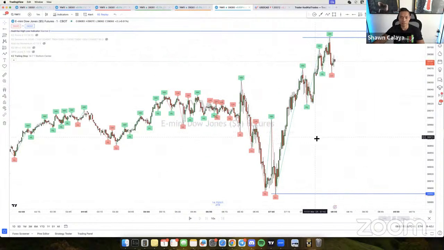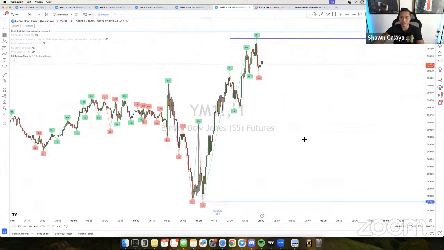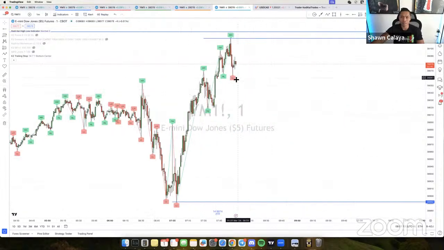Sorry guys, I don't think I'm going to be able to show you. I don't know what's up with my chart. Whenever I go forward, it goes right to actual time. But anyways, I'll just show you guys basically.